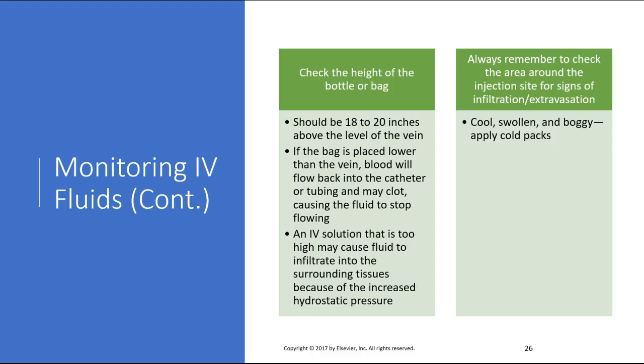The main thing here is monitoring the IVs: the height of the bottle or bag of contrast should be 18 to 20 inches above the level of the vein. If the bag is lower, then blood will backflow into the catheter tube and it'll clot, so it can ruin your line. So you want to make sure that the bag or bottle is 18 to 20 inches above the level of the vein.